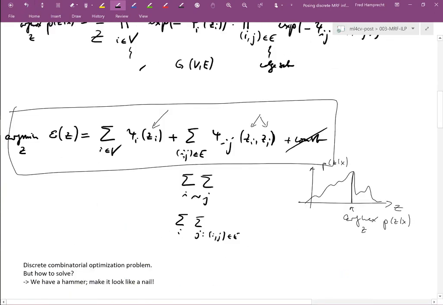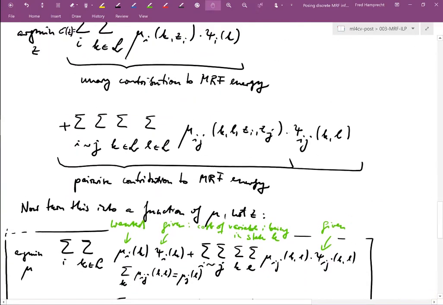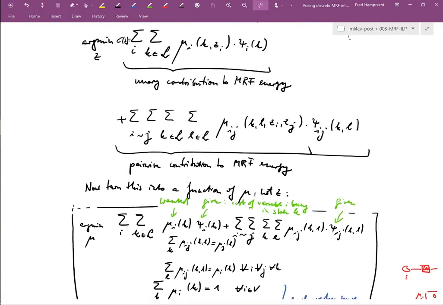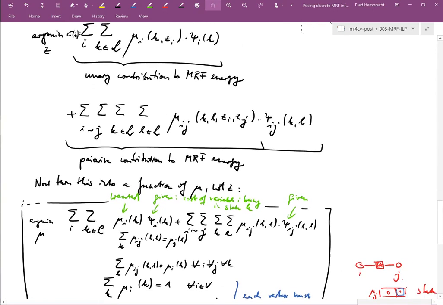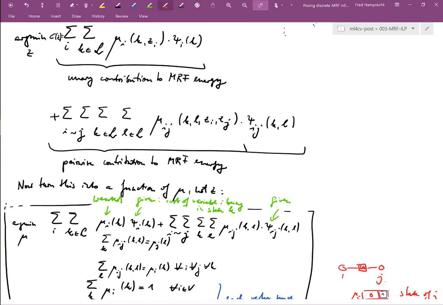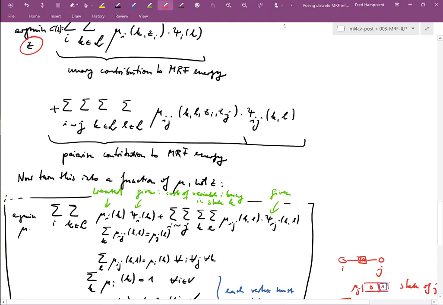Okay, and now comes, excuse me for the jumping here, a crucial step. So far we had an energy which was a function of Z, and the minimization was over Z. And now we just drop the Z's and directly do the minimization in terms of the mu's. Okay, now I get this objective function here.